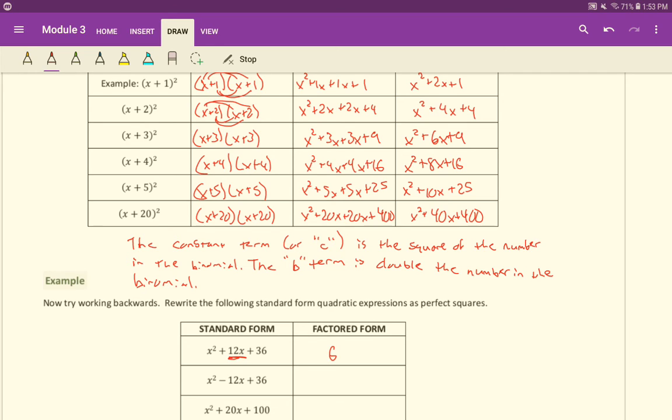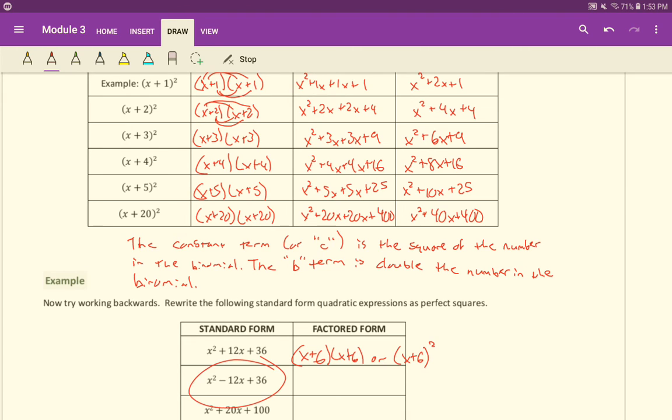Okay, and that matches up here with a 12 because half that 12 also gives you 6. Which again, half of 8 gives you that 4. Half of 6 gives you that 3, right? Half of 10 gives you 5, right? So you can see how they all match up there. Okay, so it's going to be just x plus 6 times x plus 6, or x plus 6 quantity squared.